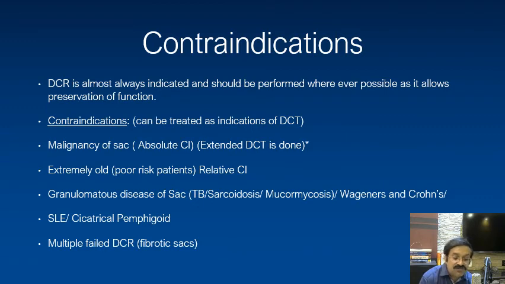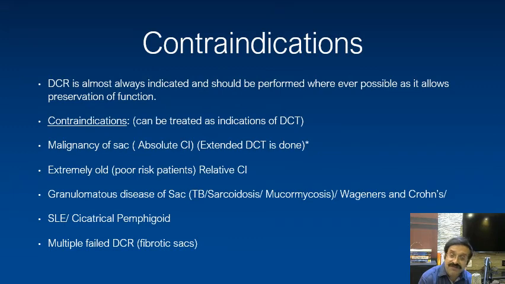You could also have contraindications of DCR such as extremely old patients. They are usually poor risk patients who will not tolerate such a lengthy surgery. Granulomatous disease of the sac, for instance tuberculosis, sarcoidosis, mucormycosis, Wegener's, Crohn's. These are all diseases where the flap itself will not be amenable to surgery. You could have SLE or cicatricial pemphigoid, again for the same reason. The flap itself will not be amenable to surgery and it will close in any case.